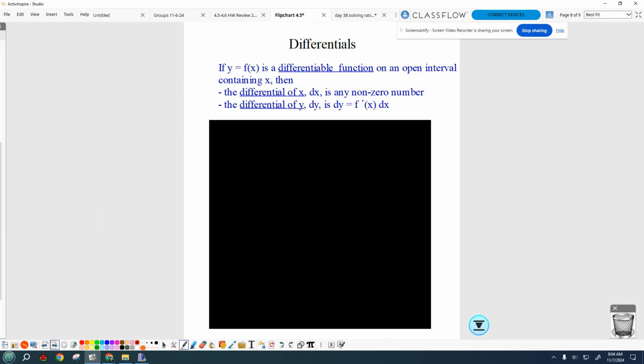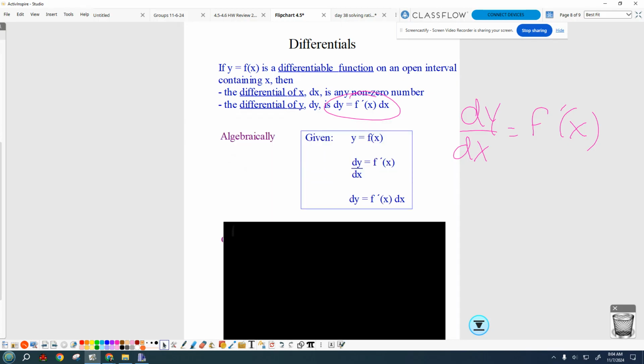Okay, too many words. They're going to use the term differential on some things. You don't need to know anything other than the fact that where we had been saying dy dx equals f prime, we're now going to treat that dy dx as a fraction, and we can multiply dx to the other side.